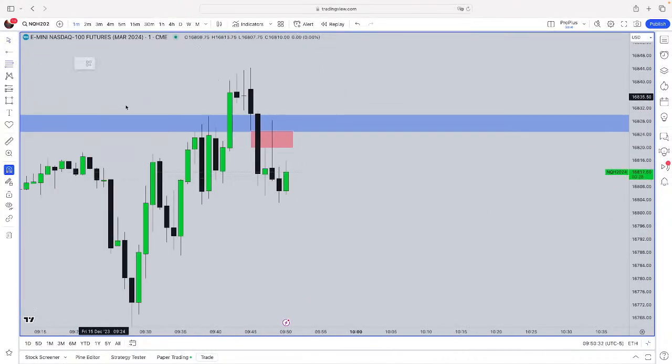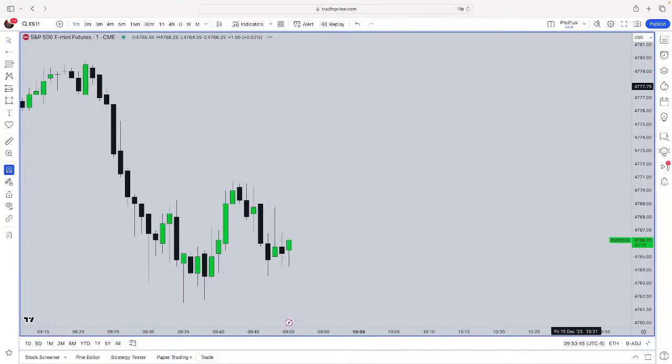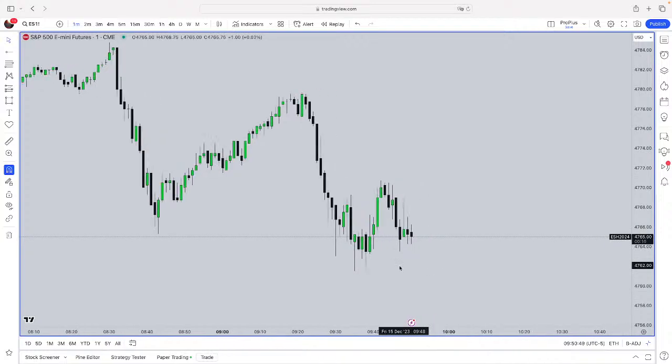So let's take a look at this wick here. This wick, I don't really want to see price close above this wick now. Let's have a look at S&P. Yeah, it made a higher low, a lower high, sorry.